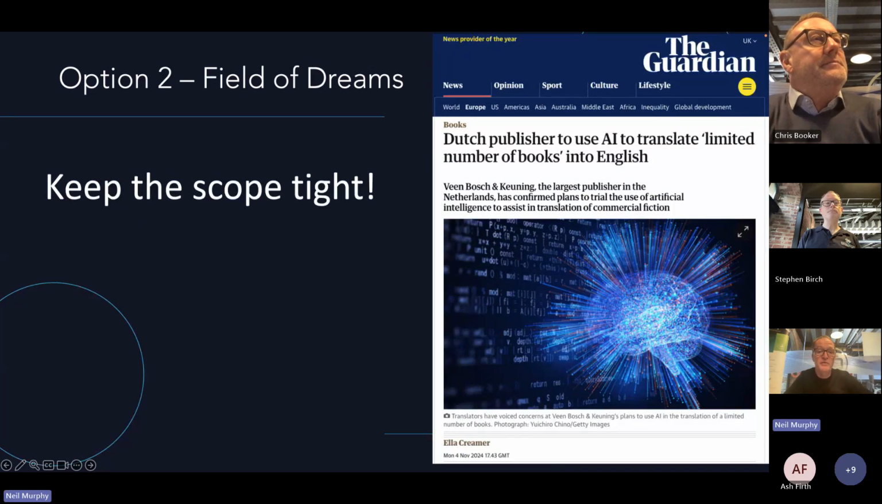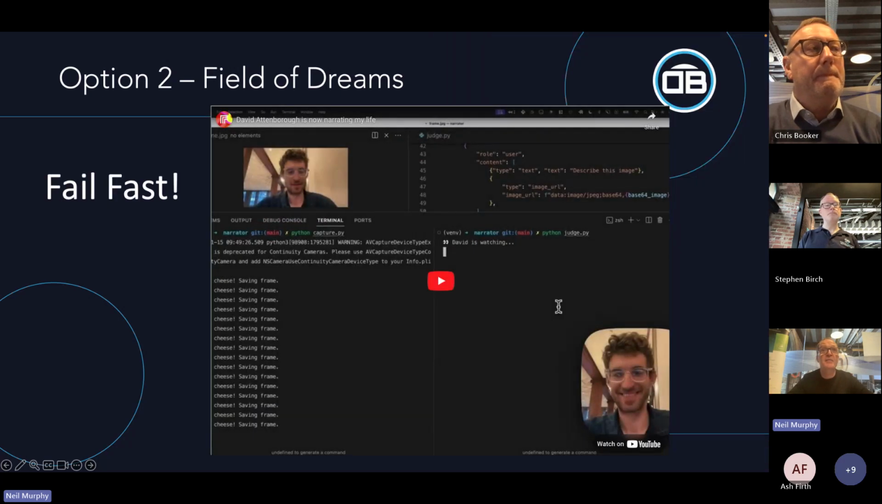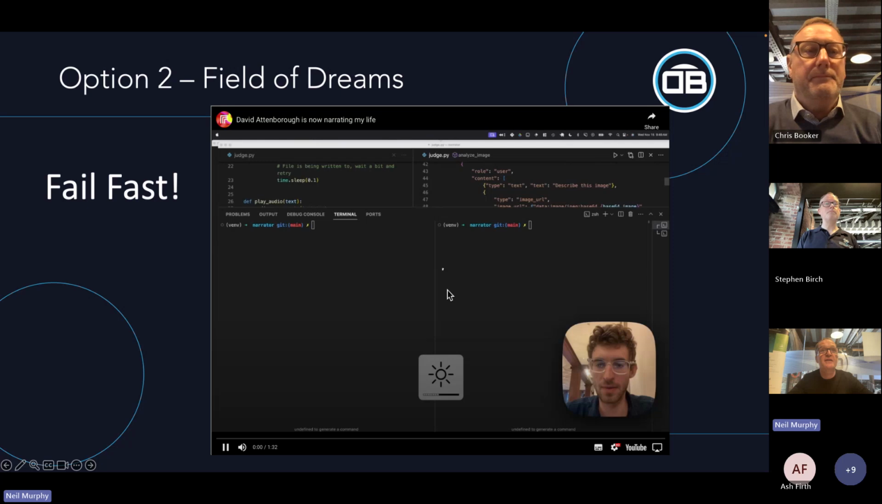But if you are going to do it, a couple of words of advice, right? So keep the scope tight. There is, for example, a project in the Netherlands where they're using AI to translate from the original Dutch into other languages. What you can see from the headline is the limited number of books. So they're starting with a small number, because there might be a really good reason why nobody's bothered to translate all those Dutch books so far, right? And you might want to test that. So put something out there and test the water. But if you are going to do something a bit different, maybe something like this.